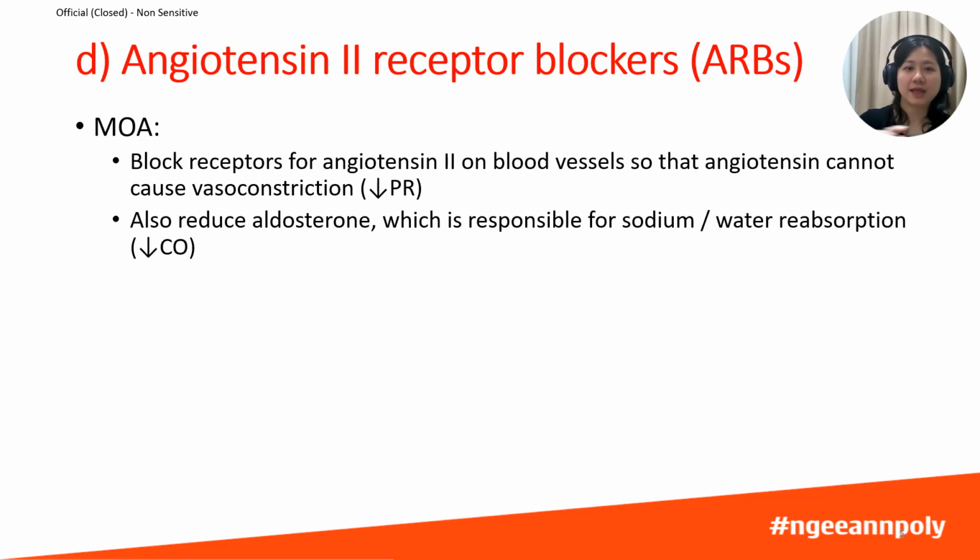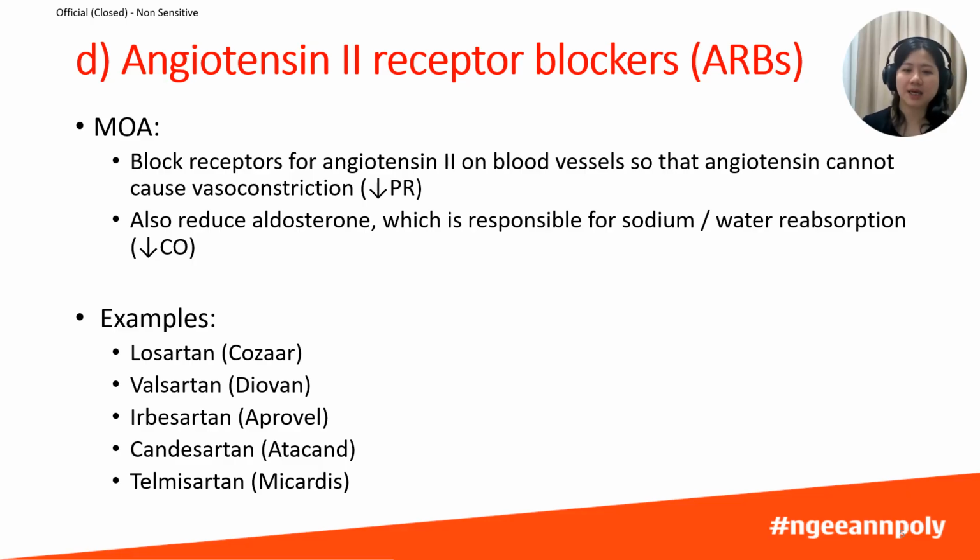Next, let's look at angiotensin 2 receptor blockers, or ARBs. As the name suggests, ARBs block the receptors for angiotensin 2. Remember, angiotensin 2 is a vasoconstrictor and stimulates the release of aldosterone, which is responsible for sodium and water reabsorption. So by blocking the effects of angiotensin 2, vasoconstriction is reduced, thus decreasing the peripheral resistance. Secretion of aldosterone is also reduced, thus decreasing blood volume and therefore decreasing cardiac output.